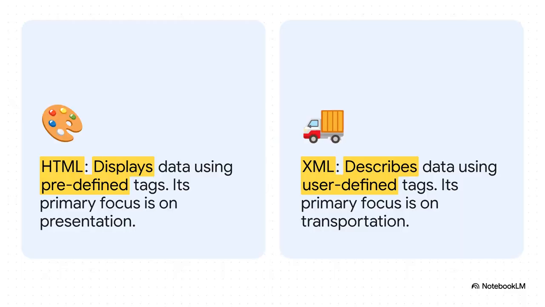HTML is all about presentation. It uses its set of predefined tags, like H1, to display data. XML, on the other hand, that stands for Extensible Markup Language, it couldn't care less what the data looks like. It's focused on transportation. And here's the key. It does this with tags that you get to make up yourself.